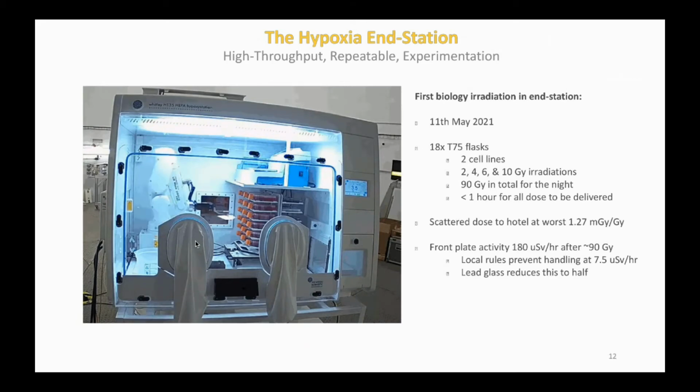And one of the problems with radiobiology experiments is often there's a lot of uncertainty. And what we didn't want to do was put a flask in front of the beam, irradiate it, then have to go in, take it out, pick up another flask, etc. So we've designed an end station that operates at different oxygen tensions, but also has a robot arm so we can do multiple samples. And again, like I say, there will be more discussion of this later on.